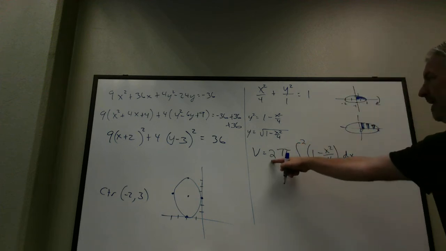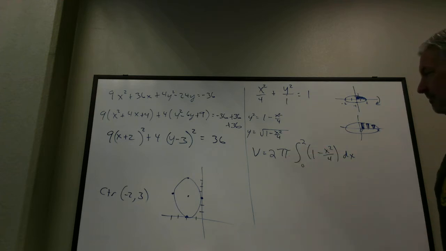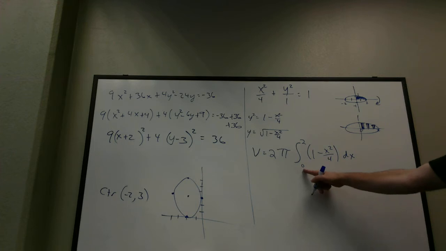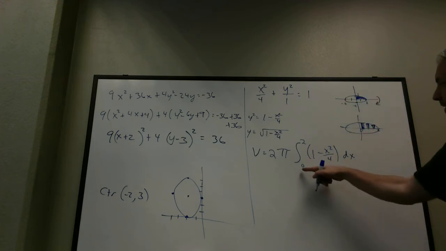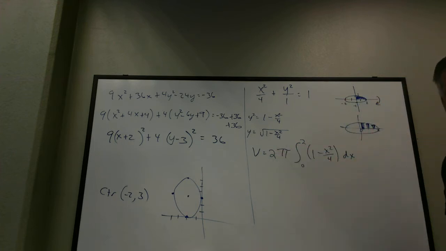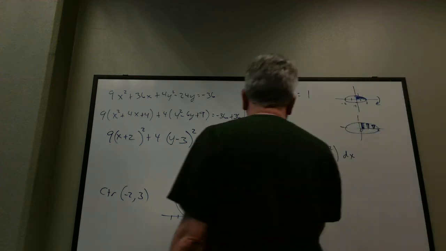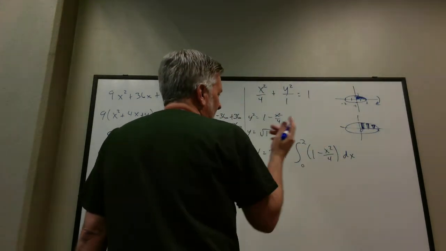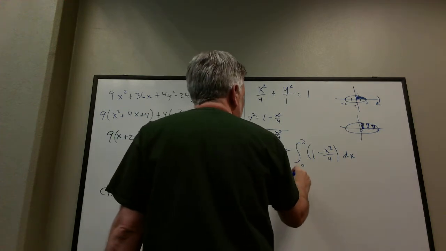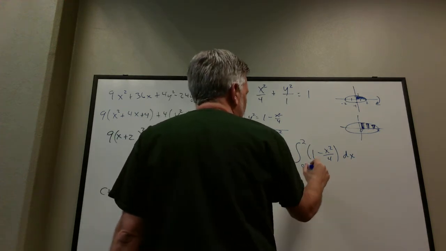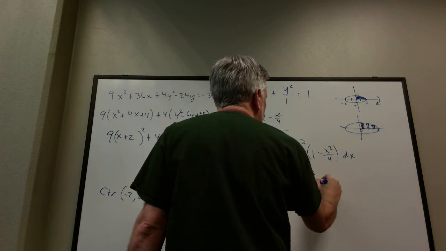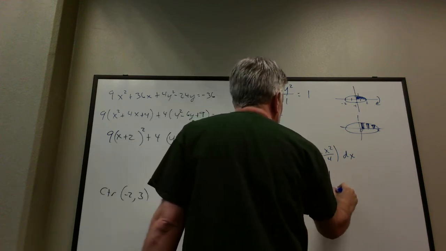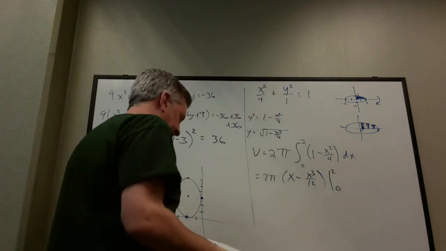Okay, so again, the 2 pi is not part of the disk method formula. The pi is, but I'm using the 2 because I'm doubling. It's easier to have a 0 here than go minus 2. I could integrate and go negative 2 to 2 and then leave off the 2. Well, this shouldn't be that hard to work out. It's a polynomial, so we can integrate right away. That's x minus x cubed over 12, evaluated from 0 to 2.